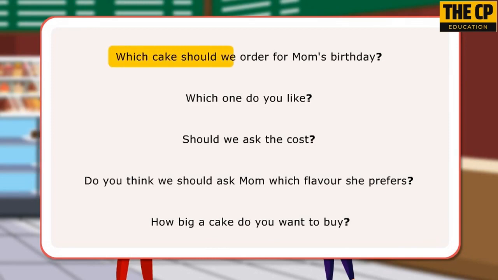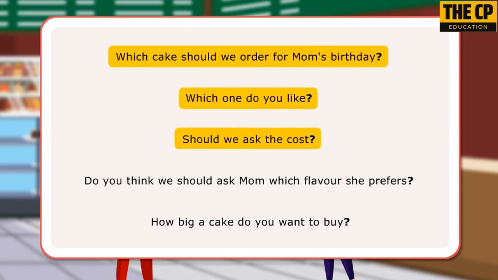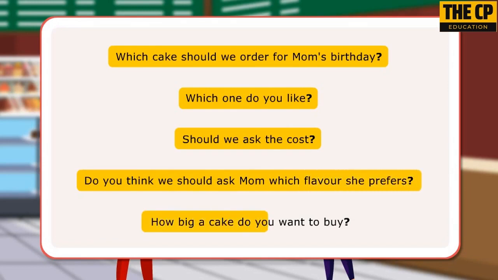Which cake should we order for Mom's birthday? Which one do you like? Should we ask the cost? Do you think we should ask Mom which flavor she prefers? How big a cake do you want to buy?